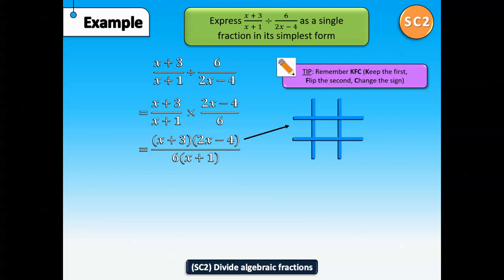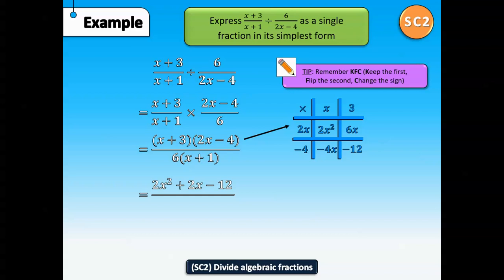So we use a grid method. 2x times x is 2x squared. 2x times 3 is 6x. Minus 4 times x is minus 4x. And minus 4 times 3 is minus 12. Then add all the terms together, which simplifies to 2x squared plus 2x minus 12.